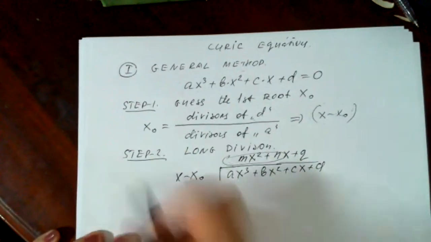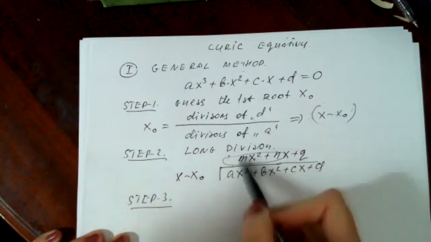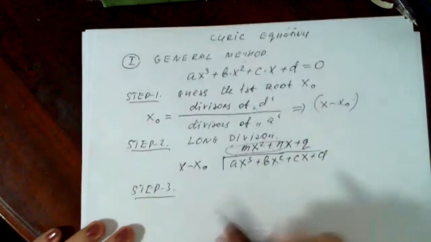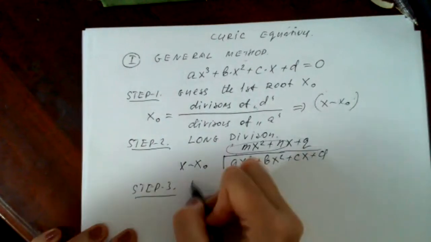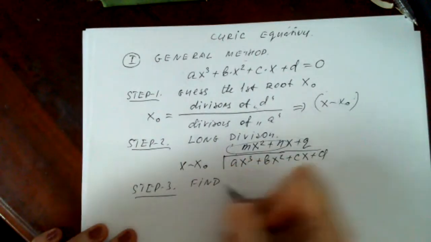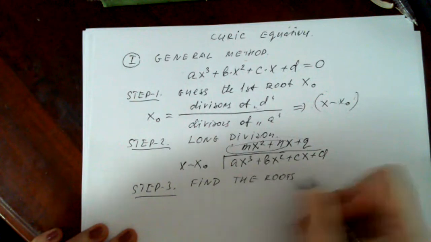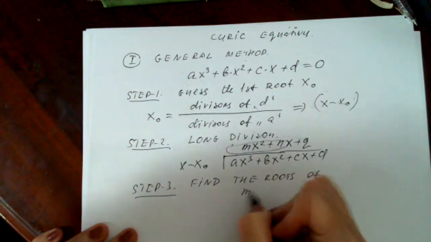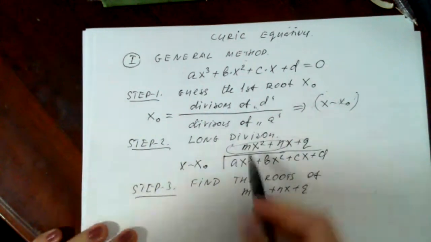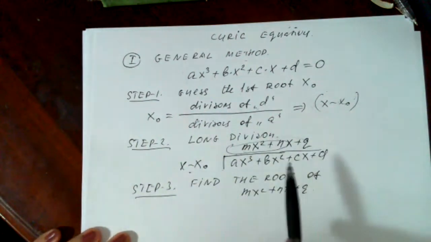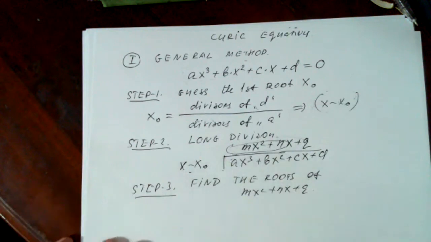And then step 3 will be to find the roots of this quadratic equation. These are going to be the remaining two roots of our initial cubic equation. Let's write down this third step. Find the roots of this quadratic equation, m x squared plus n x plus q, which you obtained by this long division of polynomial by polynomial. So this is how your algorithm looks.